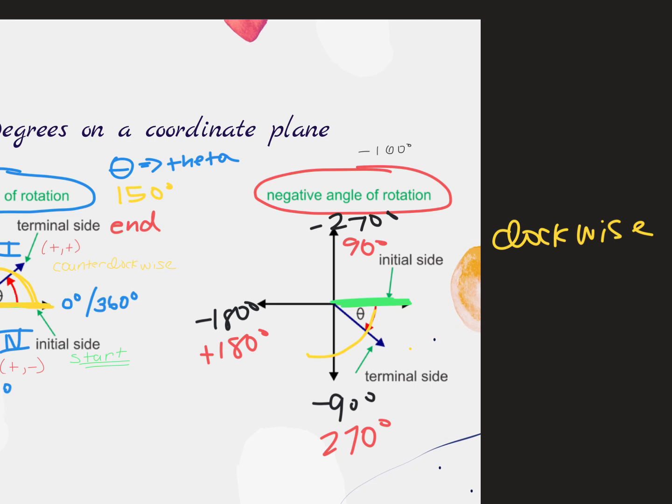In which quadrant? I hear the second, the third, and the fourth. Negative 160 is between which two numbers? Negative 90 and negative 180, correct? So what quadrant is that? That is the third quadrant. So if you were going to draw it, it would look something like that.